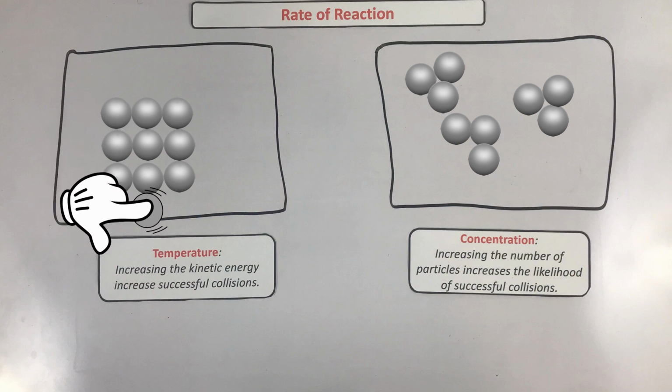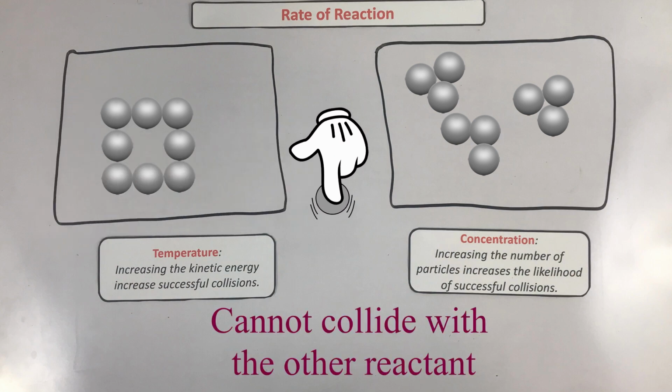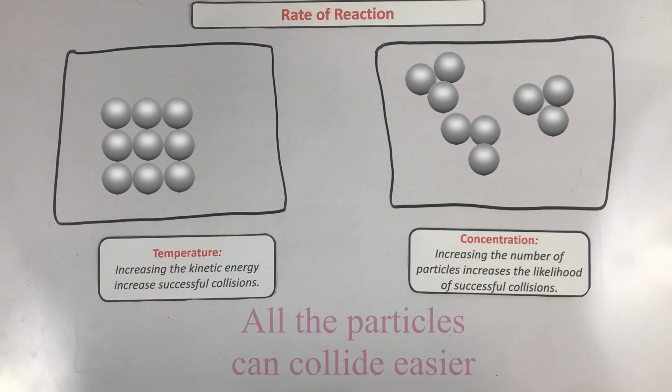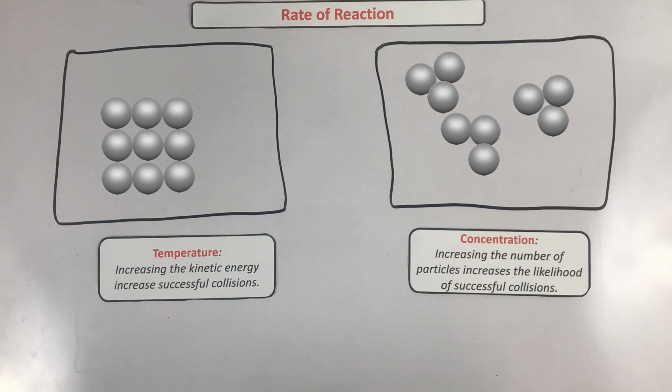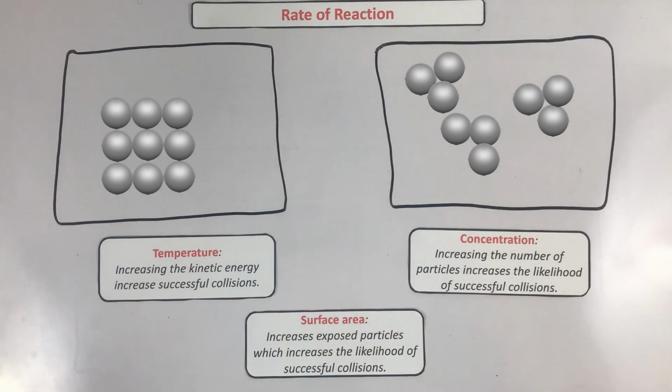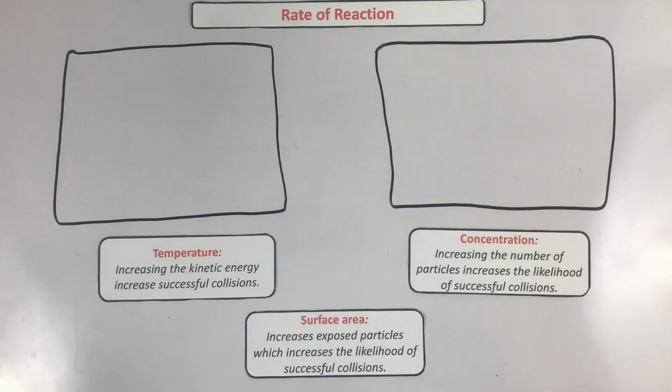This means that not all of the particles are exposed to the surface. Therefore, these hidden particles cannot react with the other reactant. But the powdered form has more exposed surfaces, so the particles can collide with more particles in the same amount of time. Putting this into a sentence, increasing the surface area increases exposed particles, which increases the likelihood of successful collisions.